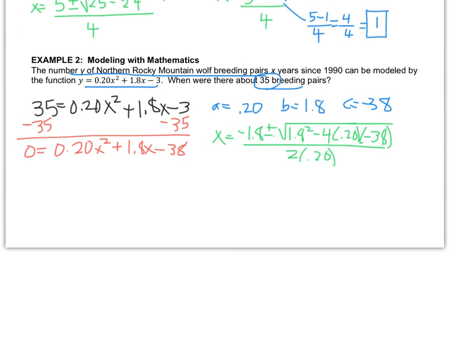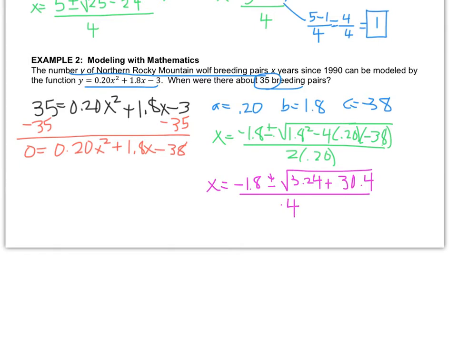X equals negative 1.8 plus or minus the square root. 1.8 squared is 3.24. 4 times 0.20 times negative 38 is negative 30.4. So it's minus negative, so I'm going to total plus. Minus is part of the formula, so if you get a negative, you have to add it. All divided by 2 times 0.20, which is 0.4.